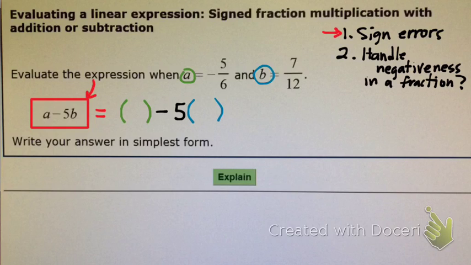The reason that that matters is that now, for example, when I go to substitute negative 5/6 for a, so now I'm going to put in the negative 5/6, and I substitute 7/12 for b, there's a couple things that happen. First of all, whatever negative sign might have existed on one of my quantities that I'm substituting, that negative sign stays with the quantity as we substitute.